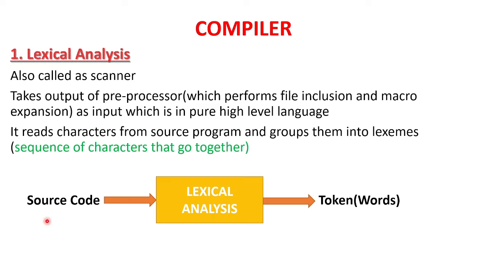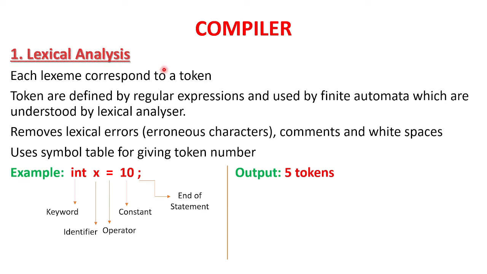Lexical analyzer input is source code, which is created after pre-processing step, that is after removing all the shortcuts. Actual code is put up in the source code by the preprocessor. So that source code will be given as an input to lexical analyzer. And lexical analyzer will convert the source code into tokens or words. Now each lexeme corresponds to a token. So tokens are defined by regular expression and used by finite automata which are understood by lexical analyzer. You can draw the finite automata which is understood by lexical analyzer.